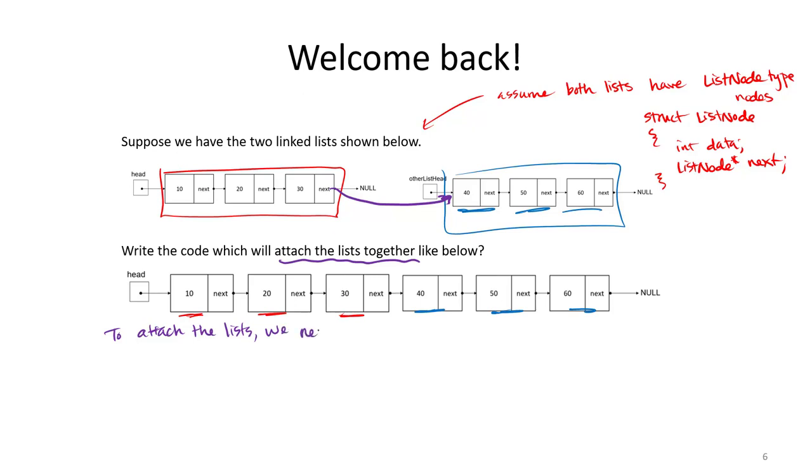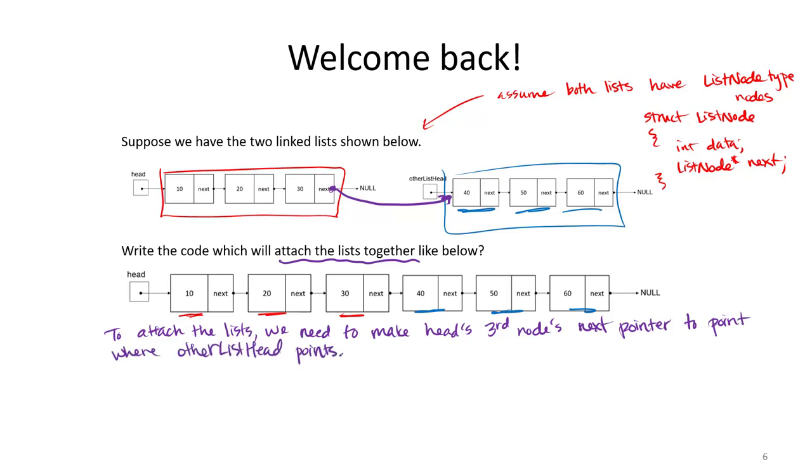We need to make head's third node point not at null, but we need to make head's third node's next pointer point where the other list head points. So if we can take this next pointer and make it point over at other list head's first node, that's where other list head points, then the two lists will be connected.